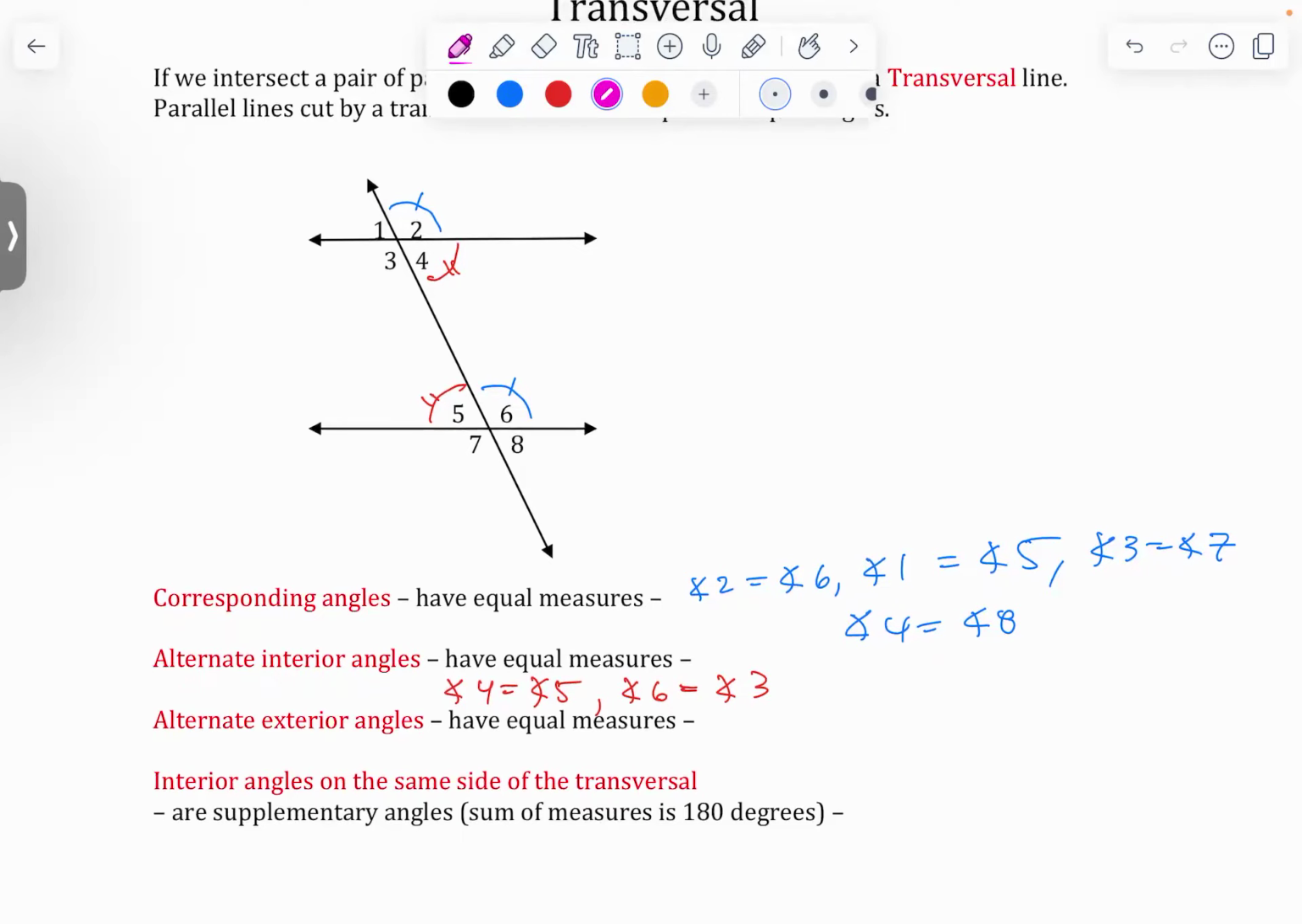Similarly, alternate exterior angles. So angle 8 is equivalent to angle 1. And similarly, angle 2 is equal to angle 7.